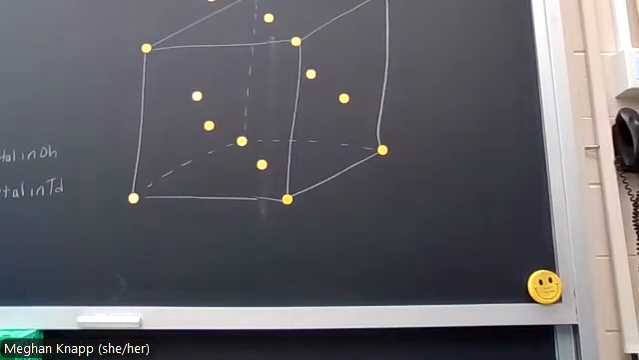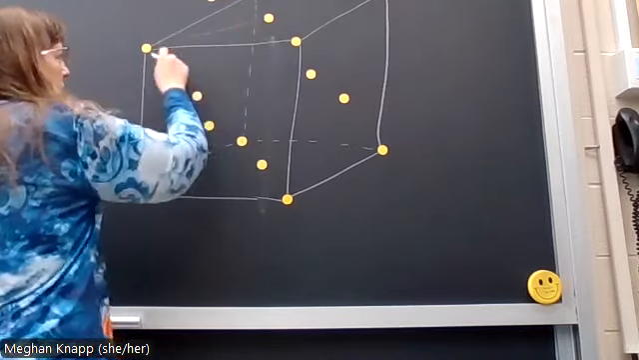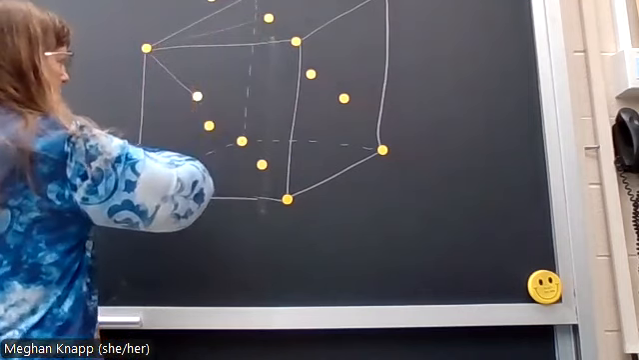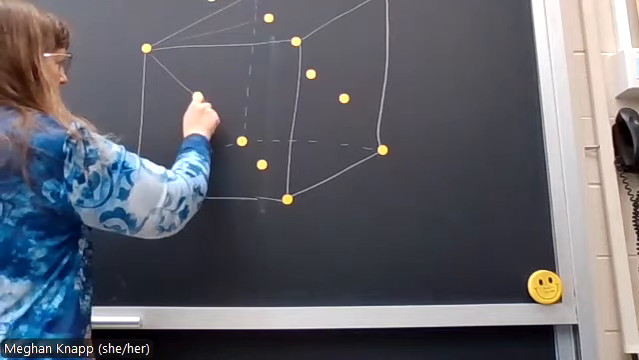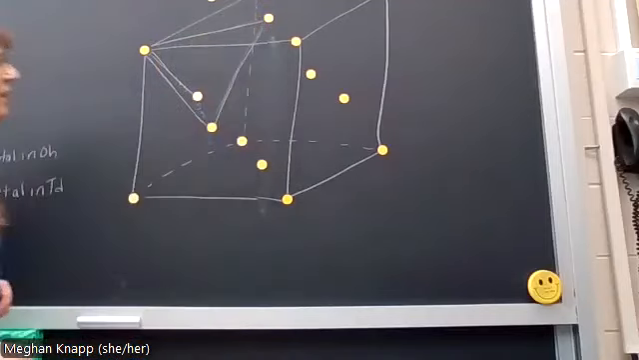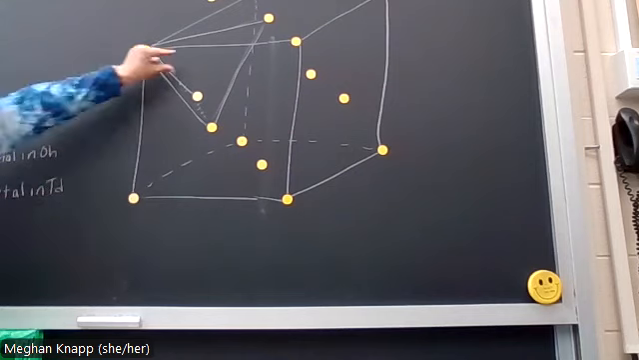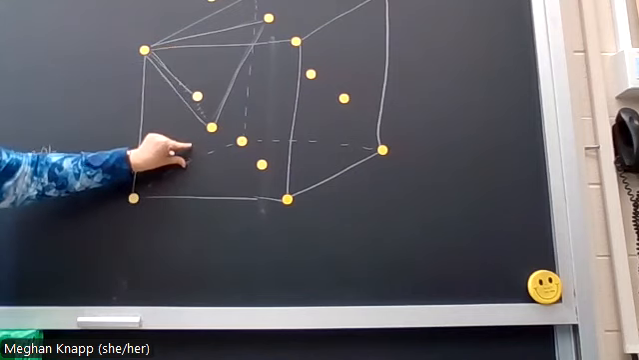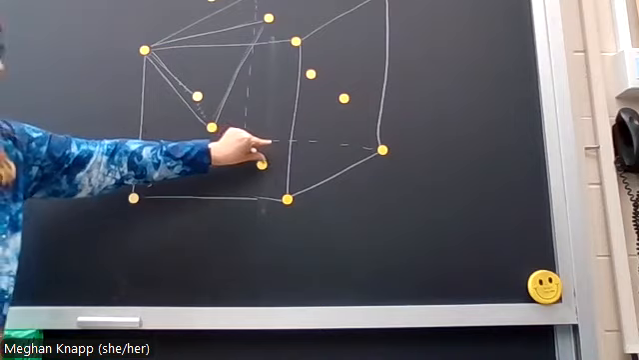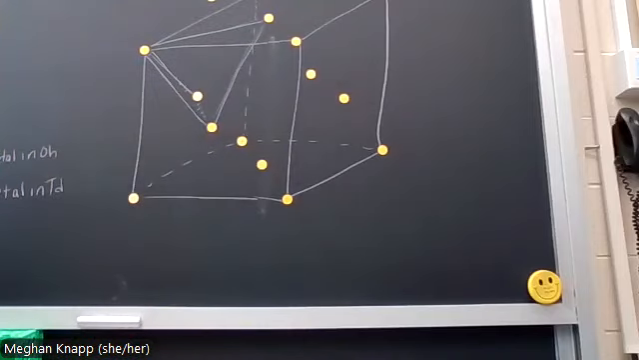So where's my tetrahedral hole? Here, to here, to here. That's my tetrahedron. And I've got one on top, and then I can flip this upside down and put one down here, and I can put one over here, and one over here, and up on top, sorry, 4 on top, 4 on bottom. So that's how I get my tetrahedral holes.